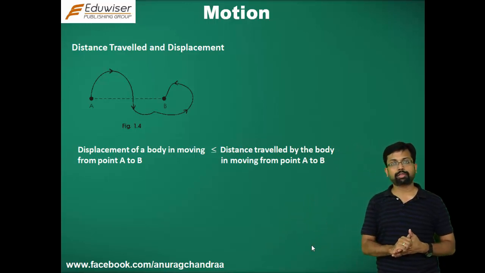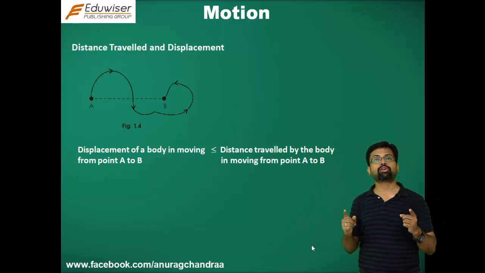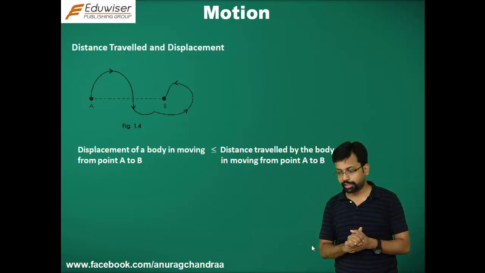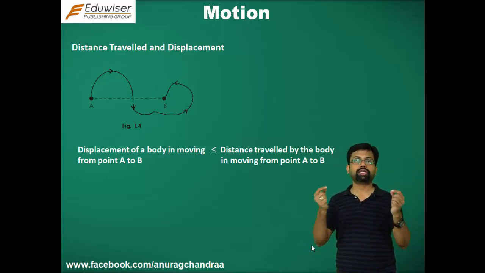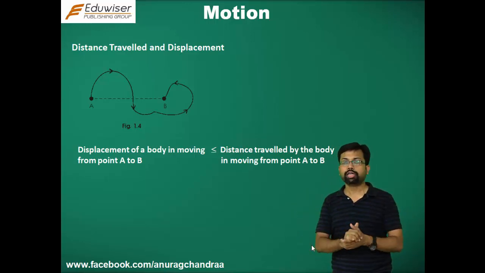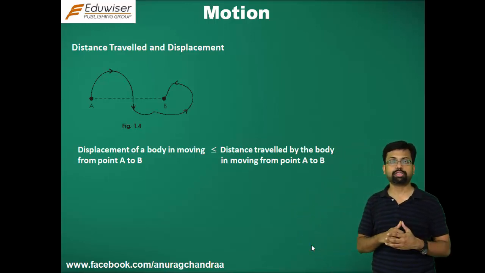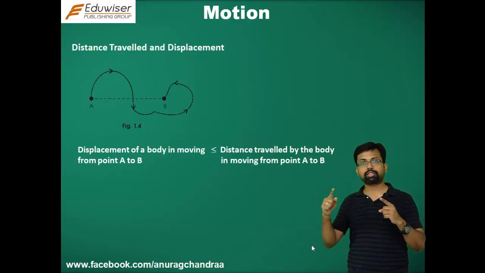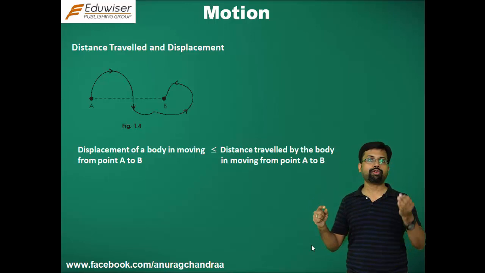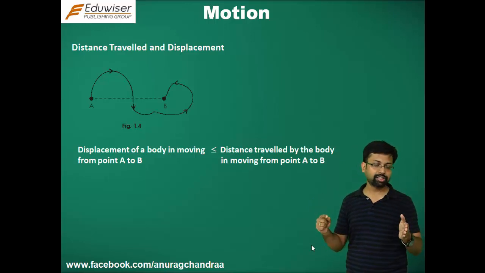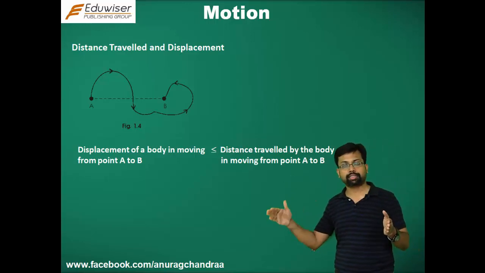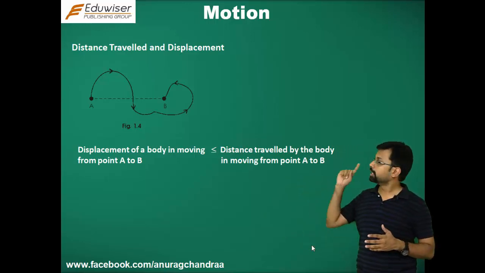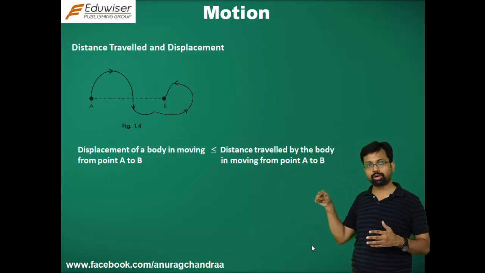And what is displacement? Displacement is the shortest distance between the initial and final points. So, essentially it is the straight line joining the initial and final points. So, irrespective of the path that the person takes, displacement is always going to be the shortest distance between the initial point from where he starts his journey and the final point where he ends his journey. So displacement in the given figure will always be the line AB, not the whole curvy thing.